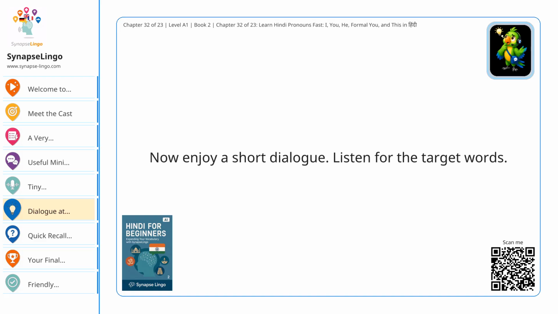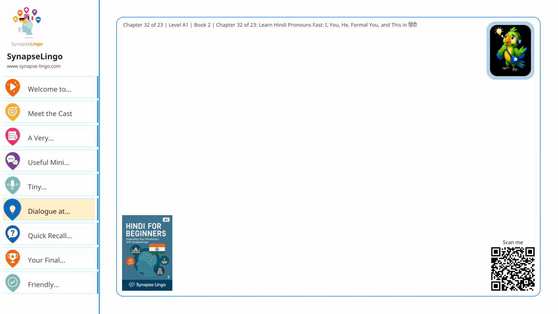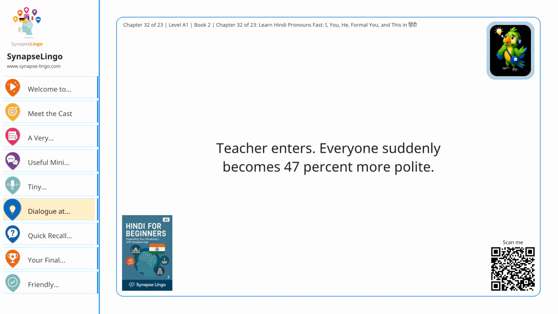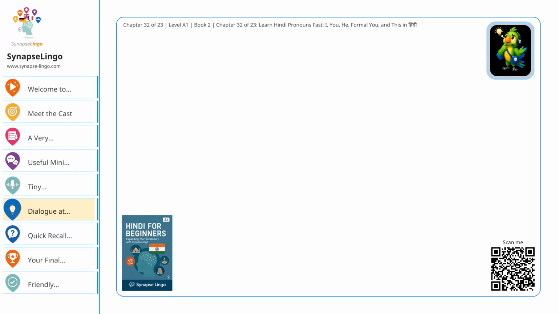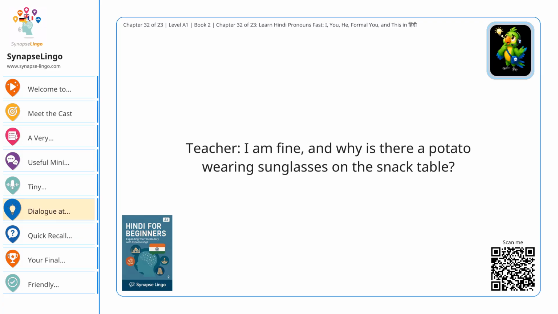Dialogue at the world's most suspicious snack table. Now enjoy a short dialogue. Listen for the target words. A: तुम यहाँ हो. You are here. B: Yes. मैं यहाँ हूँ. I am here. A: And who is that? B: वह मेरा दोस्त है. He is my friend. A: Oh. And what is this? B: ये मेरी किताब है. This is my book. Teacher enters. Everyone suddenly becomes 47% more polite. A: आप कैसे हैं? How are you? Teacher: I am fine, and why is there a potato wearing sunglasses on the snack table?